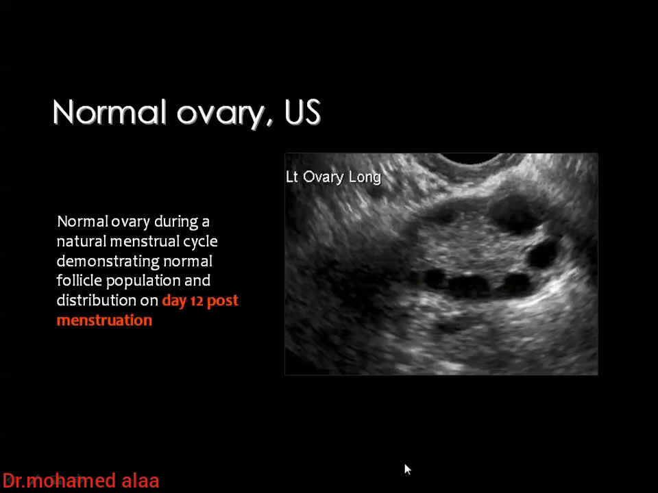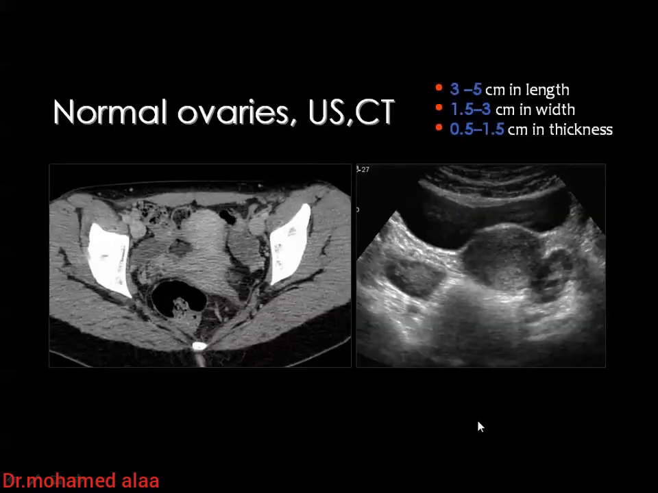This is the appearance of the normal ovary by ultrasound, and the normal ovary contains follicular cysts, which are usually of different sizes. This is the regular or normal size of the ovary: 3 to 5 centimeters in length, 1.5 to 3 centimeters in width, and 0.5 to 1.5 in thickness.